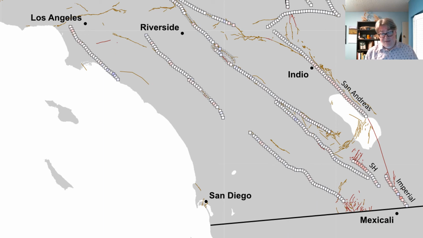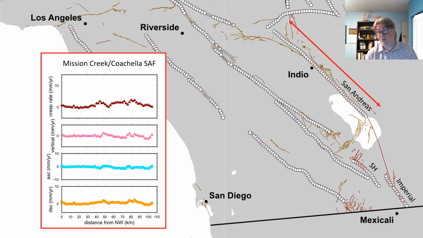We also see some evidence for creep in Southern California. So the section of the San Andreas Fault that includes the Coachella Valley and the north shore of the Salton Sea, we see evidence for around 2 millimeters a year of creep in 3 potential segments, one around Indio, one southeast of Indio, and then one on the north shore of the Salton Sea.